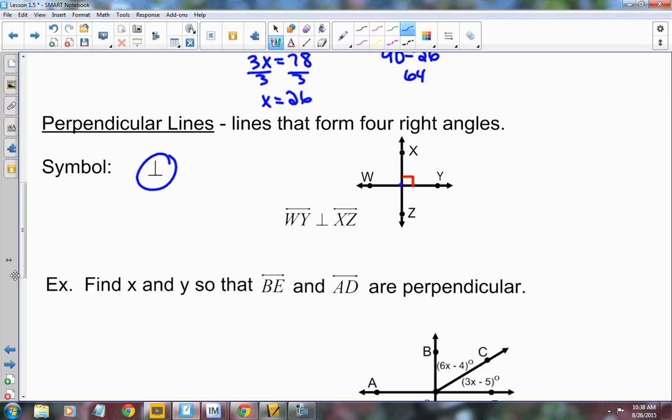All right? But if you were told this, and let's say that this right here was angle 1, if you were told that WY was perpendicular to XZ, then you could immediately say that angle 1 was a right angle. Okay? Because that's what it means to be perpendicular. Okay? Is that it forms right angles.